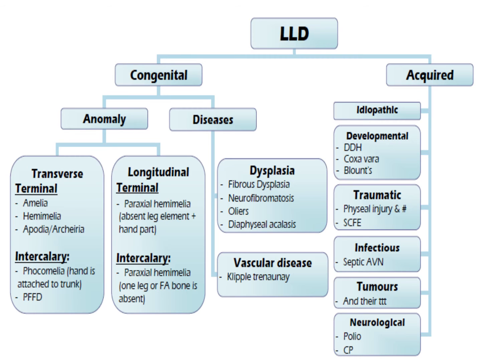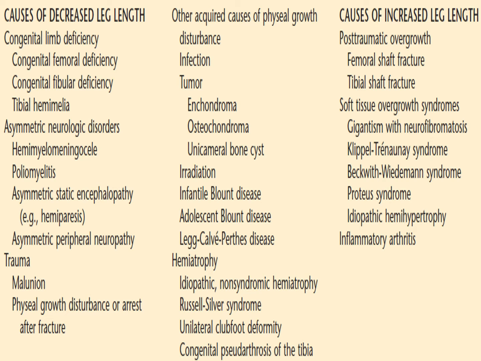Acquired may be idiopathic. Developmental, like DDH, coxa vara, Blount's disease. Traumatic, physeal injury, infections, septic avascular necrosis, tumors, and their treatment or their management may cause physeal arrest. Neurological, like polio and CP, cerebral palsy. Another table showing the causes of the limb length discrepancy.